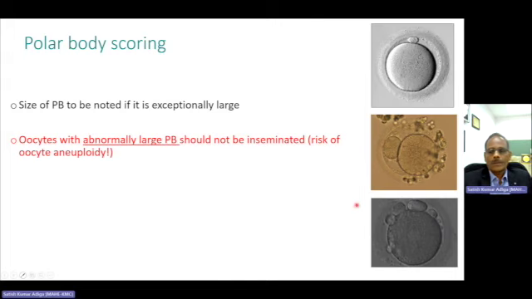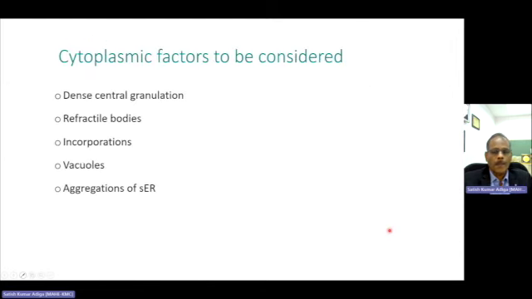Here you see an oocyte with a large polar body and a fragmented polar body, and an abnormally sized polar body. This kind of oocyte should not be inseminated.